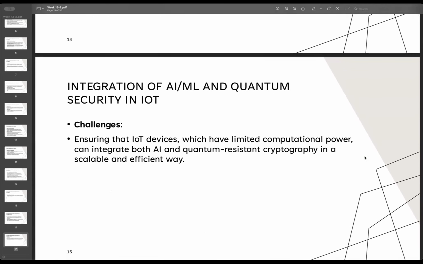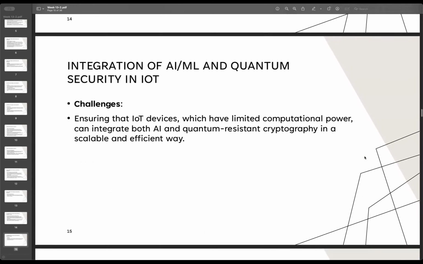But we do have a challenge, right? How can we ensure that all the IoT devices, because we also have limited computational power, can integrate both AI and quantum-resistant cryptography in a scalable or efficient way? So it's the challenge question. It's open. Even I cannot give you an answer at this moment.